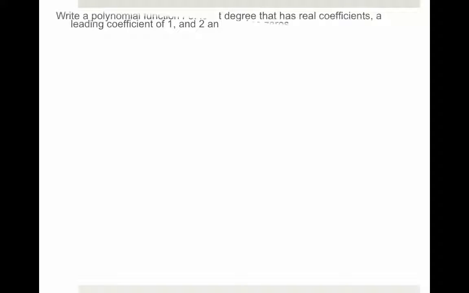So let's look at an example using the complex conjugate. Here it says you're going to write an equation where the leading coefficient is 1, and you have zeros of 2 and 1 plus i. All right.